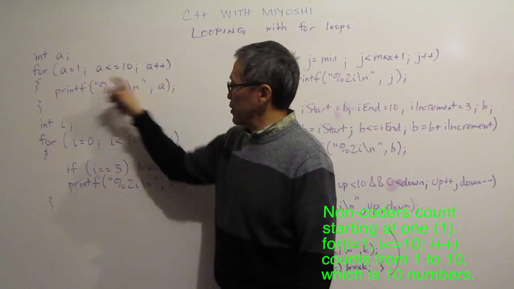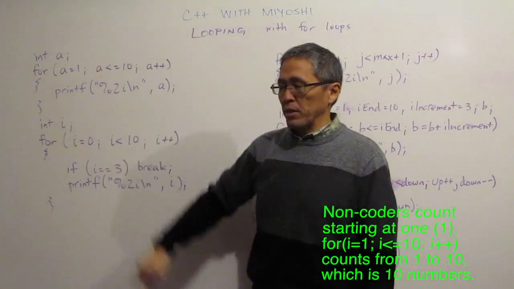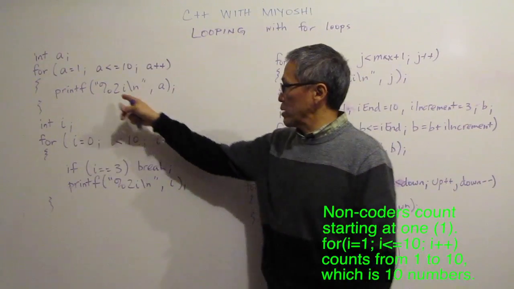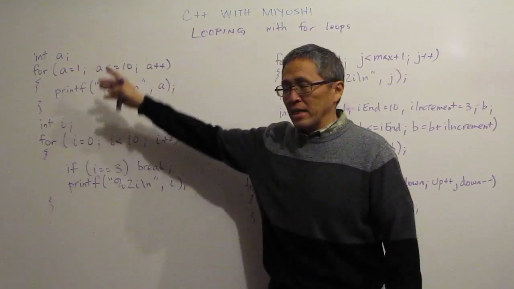And all I'm going to do is output these, and again, all that's going to do is output the numbers 1 through 10 with the ones digits lined up. That's what the 2i is for. And it's nice and simple.